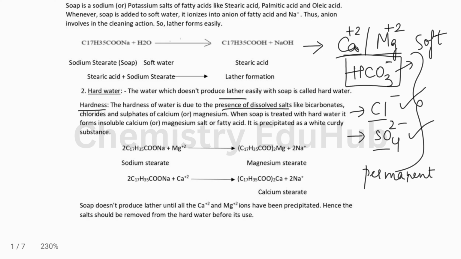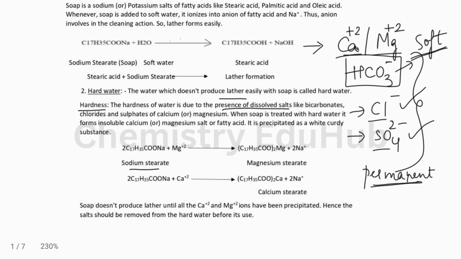Temporary hardness can be removed by just boiling the water, but permanent hardness cannot be removed by boiling. That needs a proper treatment using some methods that we are going to learn in the further concepts of the chapter. So let us see the reactions here.